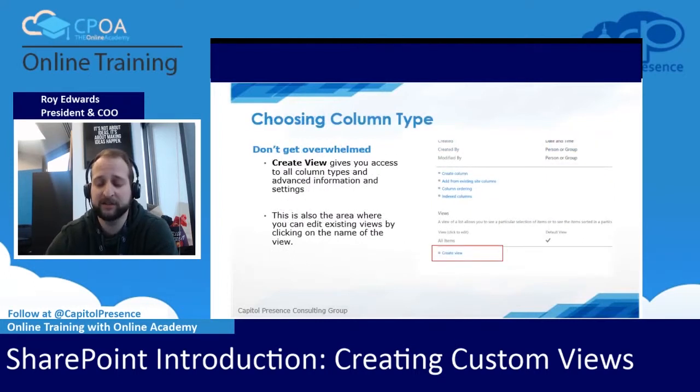page of list settings. This is where you can create columns. This is where you can create forms, change what shows up on a form, etc. But if you scroll all the way down to that page, you'll see a little area called views, and it'll show you what your current default views are. Currently, based upon these slides, there's only one view, and that's the all items view. So we would then click create view.